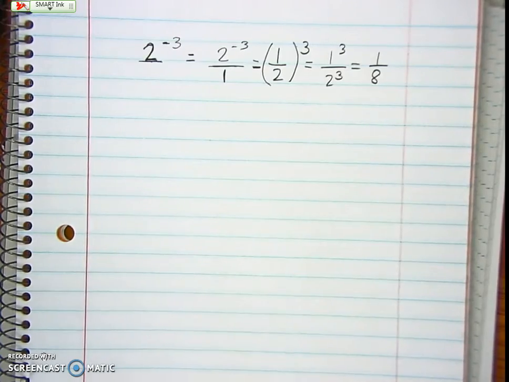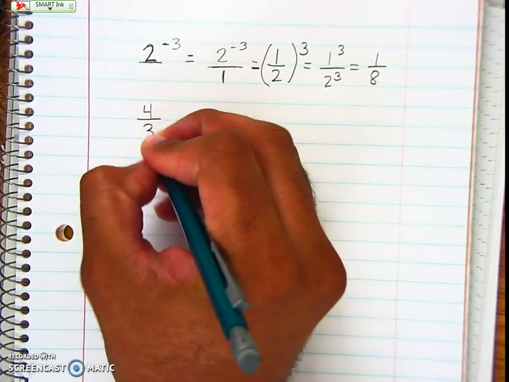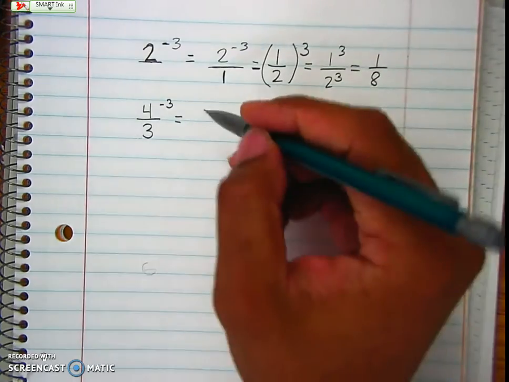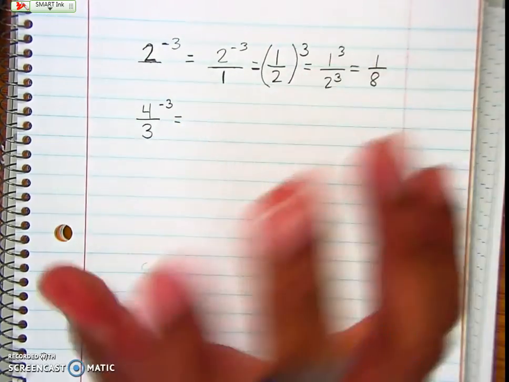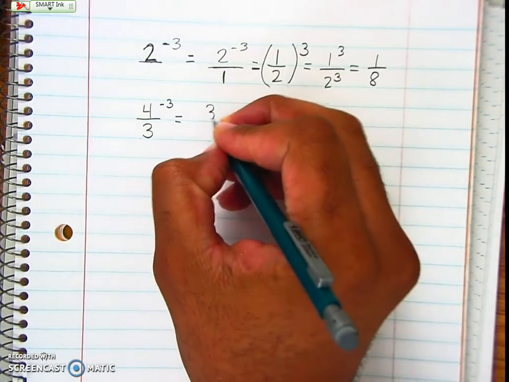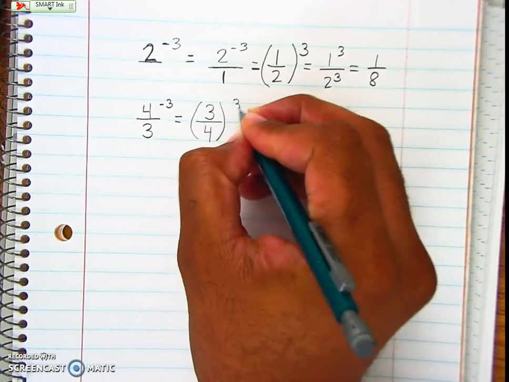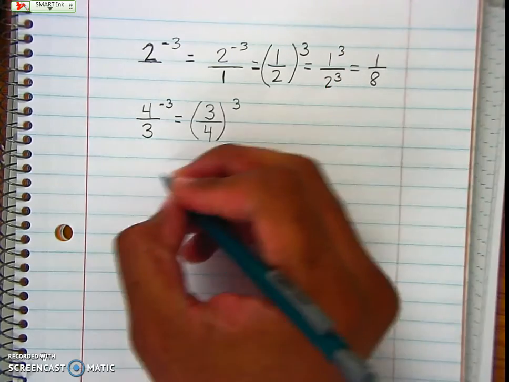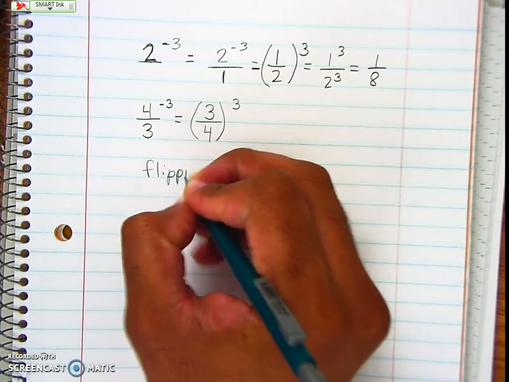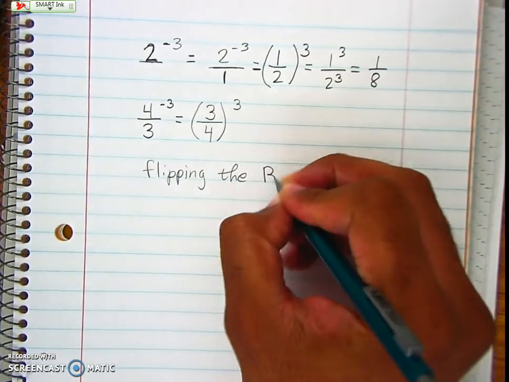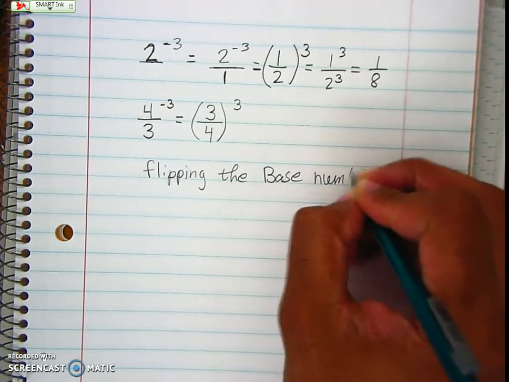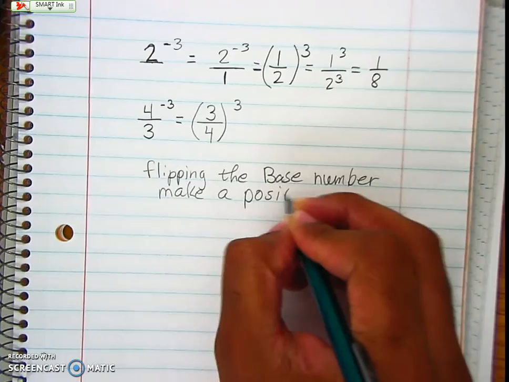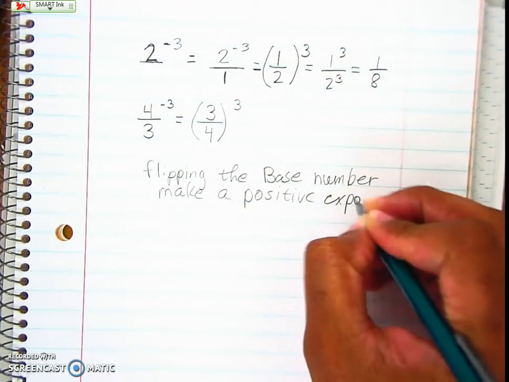Then what happens if we already start off with a fraction and we have to work it out again? Again, you must flip the fraction. Doesn't matter what the fraction is, you always flip it. So we flipped it, so 3 over 4, and that makes it a positive exponent. No matter what, flipping the base number makes it a positive exponent. So make sure you write that down.